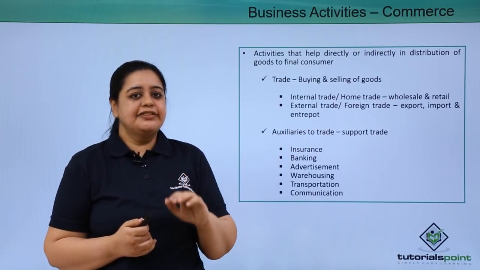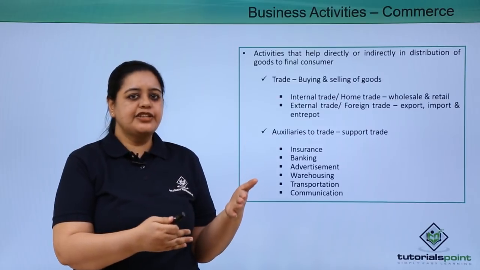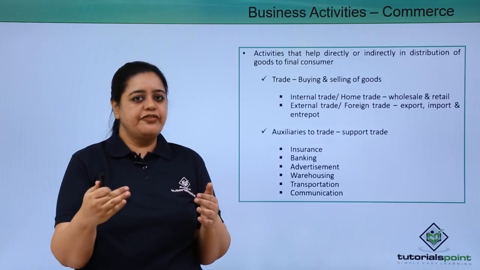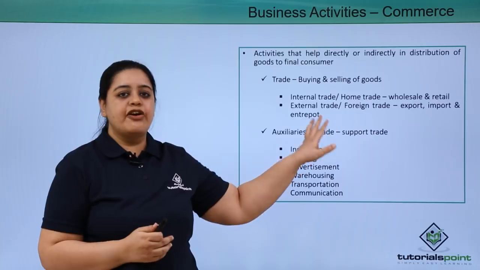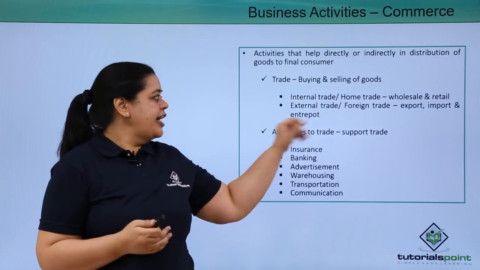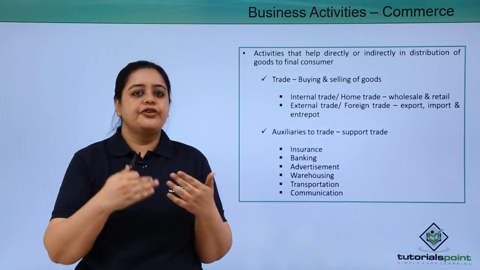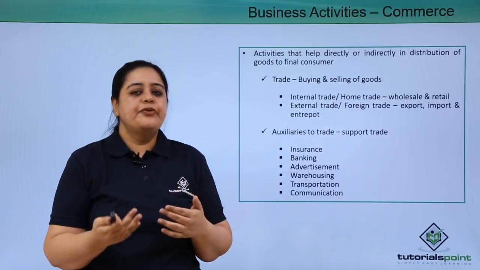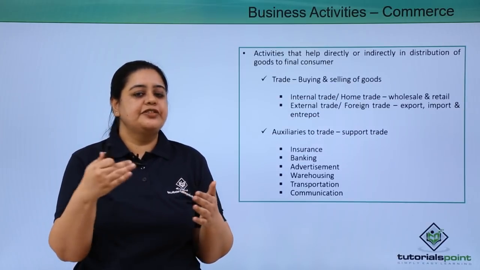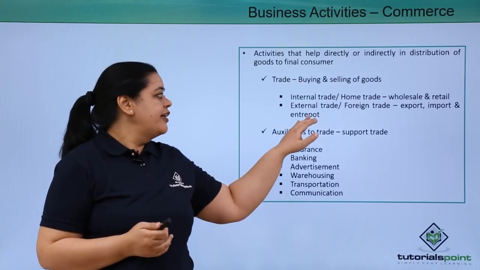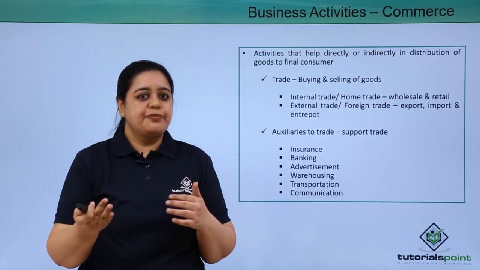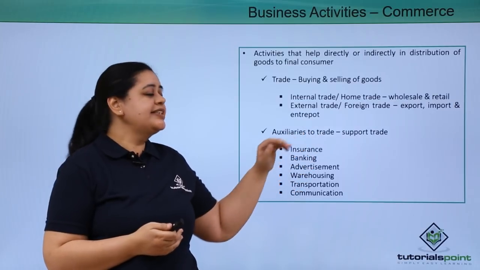Now moving further, external trade or foreign trade. As home trade was within the geographical limits, if you are buying and selling goods outside the geographical limits, it would be classified as foreign trade. Foreign trade is further classified into export, import and entrepot. Export is when you are selling your goods outside the country. Import is when you are buying the goods into the country for distribution to the final consumers in the home country. What is entrepot? If you wish to import the goods for exporting them to some other country, then that is known as entrepot.